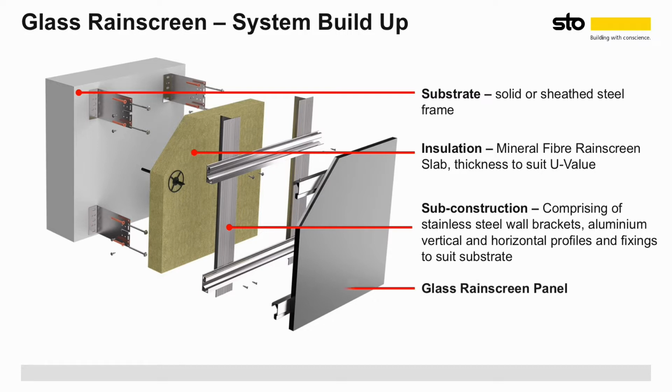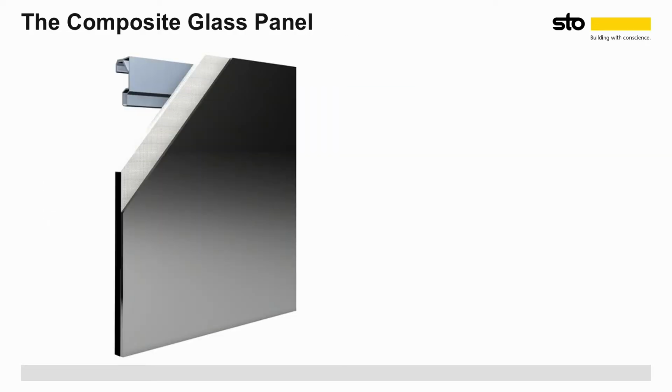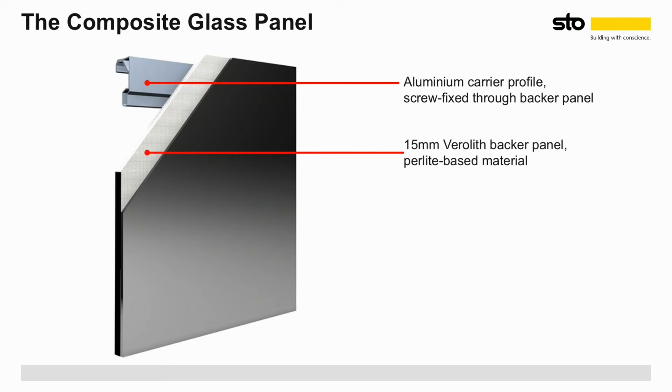The outer leaf glass panel is typically 6 mm thick toughened glass bonded to a backing board. Thicker glass is available for applications where the panels are particularly large. Some glass Rainscreen cladding systems require clips or through fixings to resist wind loadings. The panel consists of three elements.